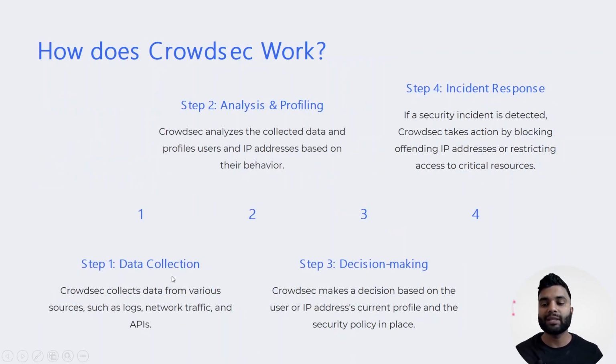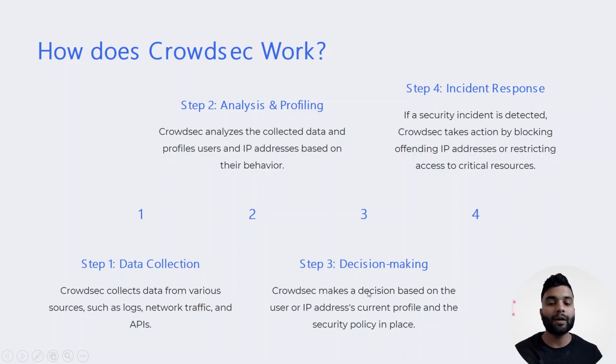Firstly, CrowdSec collects the data. CrowdSec collects data from various sources such as logs, network traffic, and APIs. Then it analyzes and profiles the data. CrowdSec analyzes the collected data and profiles users and IP addresses based on their behavior.